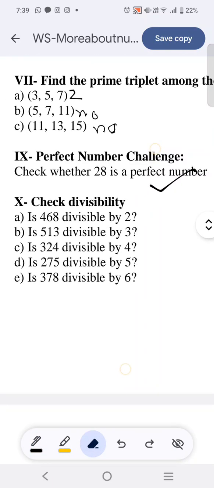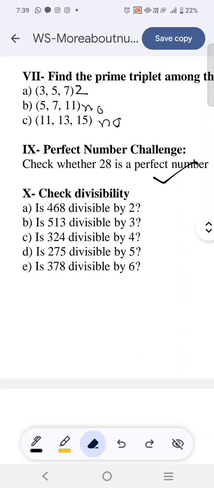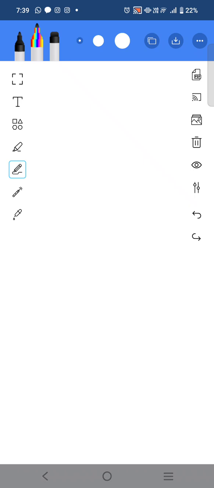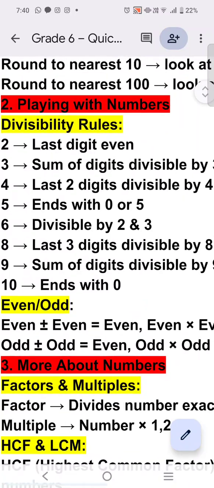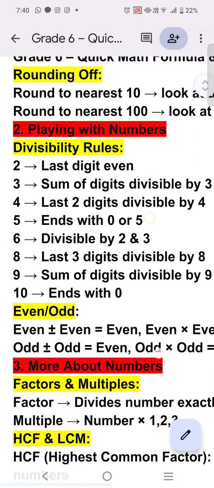Okay, come on. Check divisibility. Is 468 divisible by 2? So I will tell you the divisibility rules, students. For 2, the rule is that the ending number should be even. I have made a small list of all the divisibility rules which are really simple to understand.